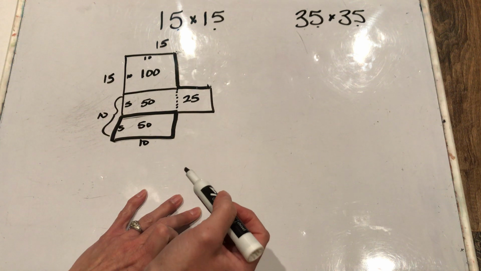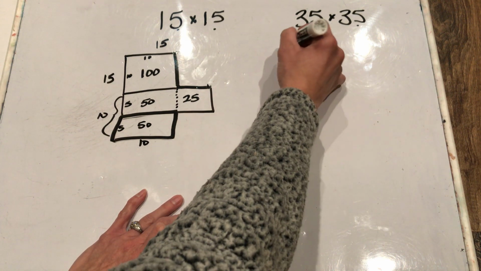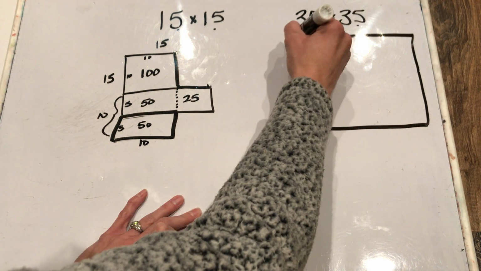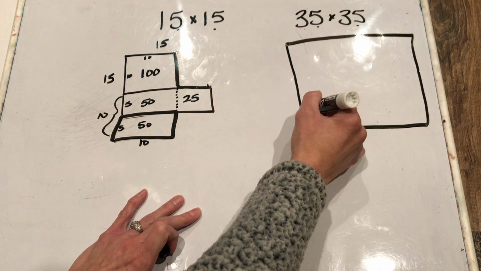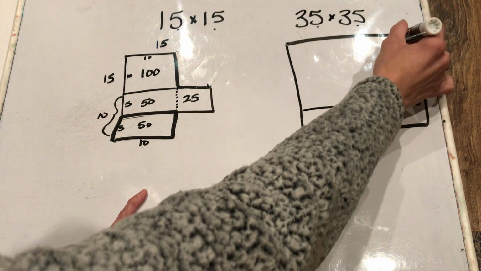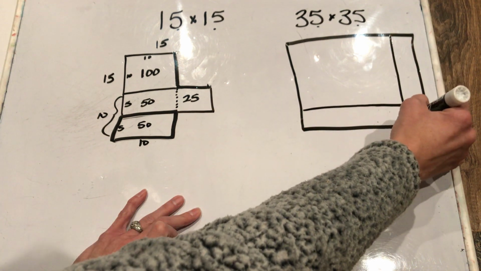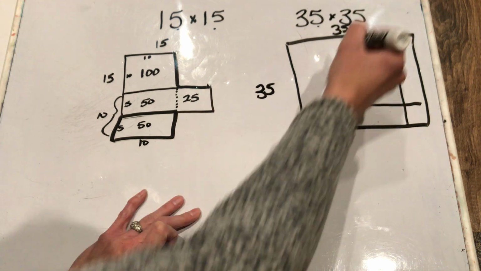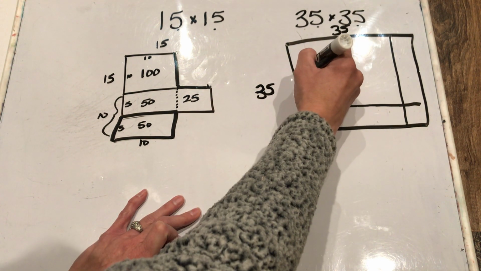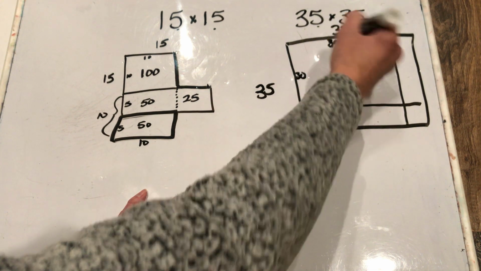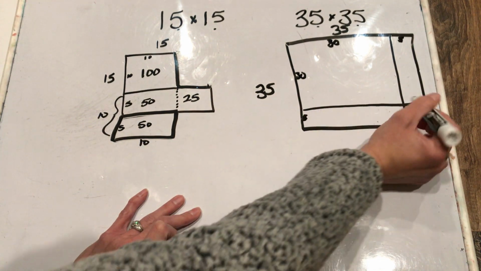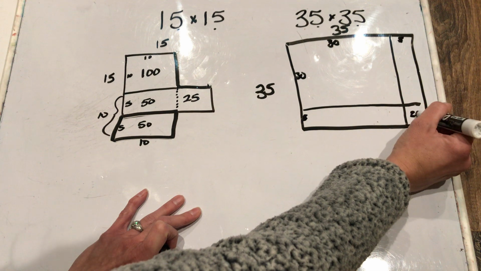Let's see if it works the same way on 35. I'm going to have to draw a little bit bigger square. See if I can make it somewhat reasonable here. So if this was originally 35 by 35, on the inside, when I cut it down, I'm going to have a 30 by a 30. And then I'm going to have a 5 by a 5. So this 5 by 5 is a 25.